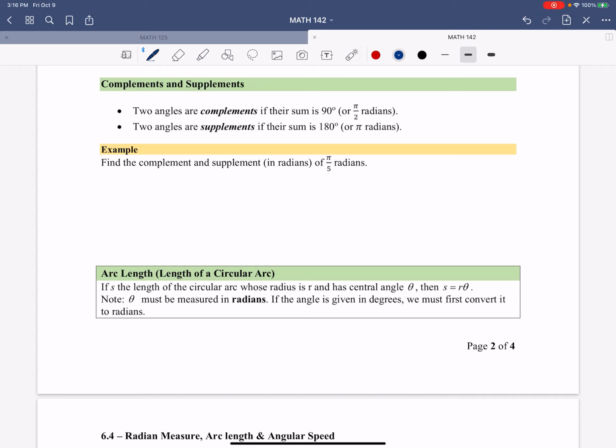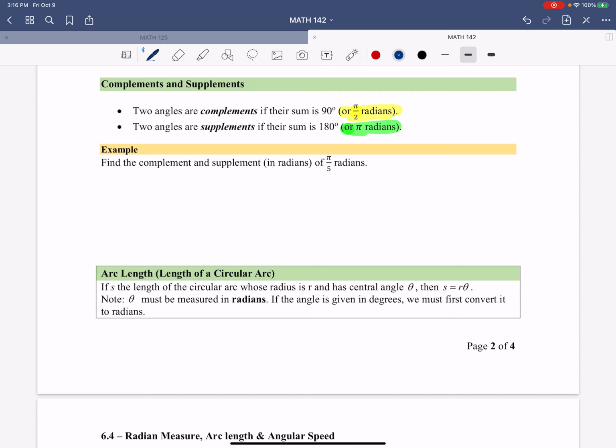So we're going to take our lesson on applying radian measure to things we already know a little bit further here. You might recall that complements and supplements have to do with relations between two angles. Two angles are complements if their sum is 90 degrees, or, as we just discovered, pi over 2 radians. And two angles are supplements if their sum is 180 degrees, or pi radians. So what we're going to do is practice these ideas using radians.